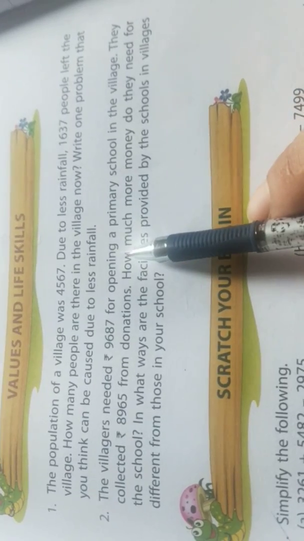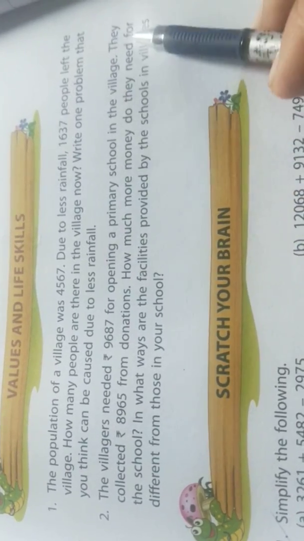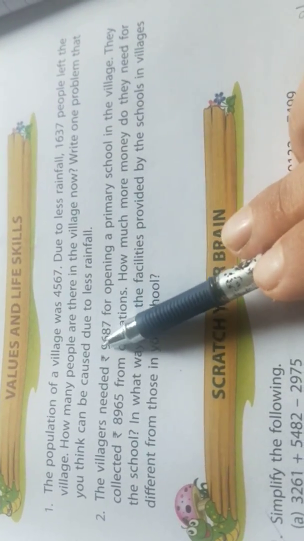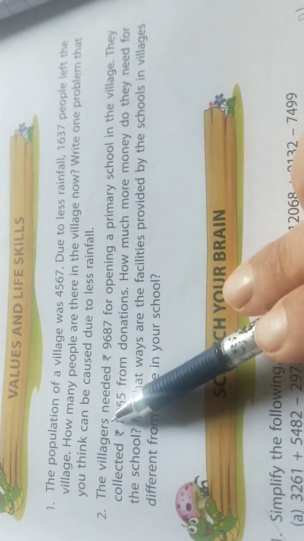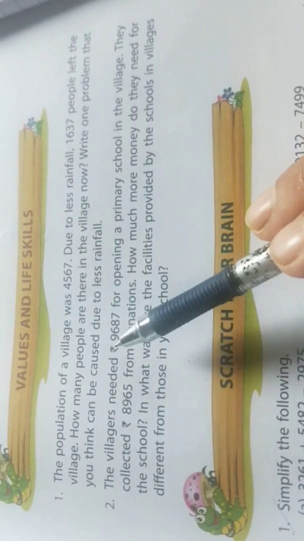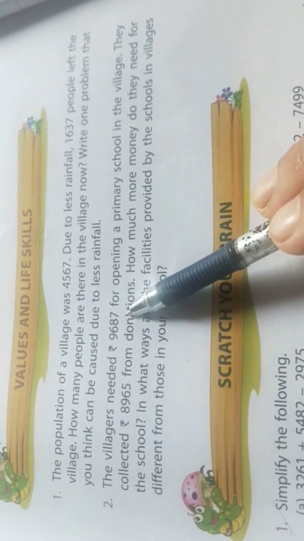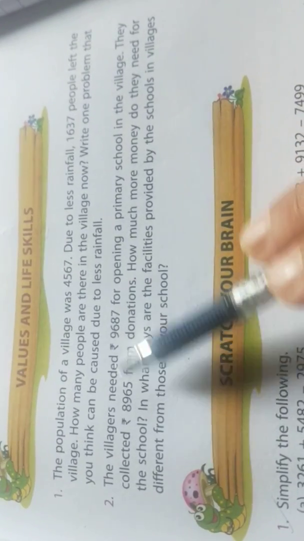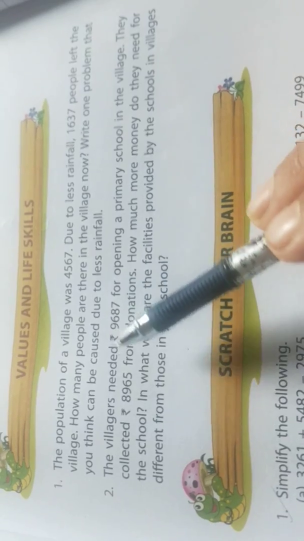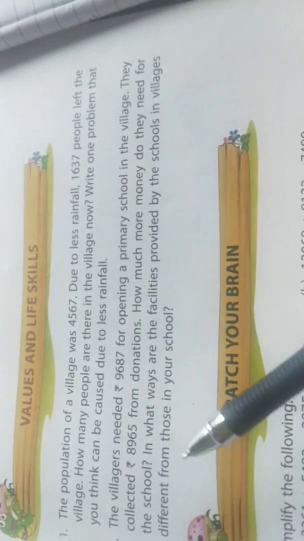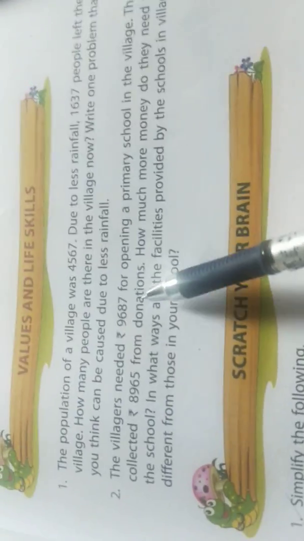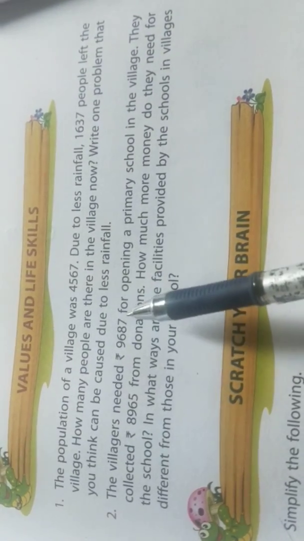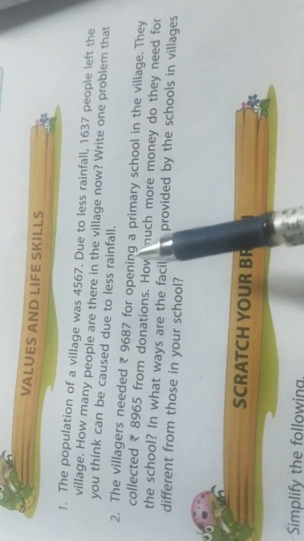Now they are asking how much more money do they need for the school. This is the total amount of money they needed, and this is the total they collected from donations. How will you find how much money they still need? You will subtract this from this. So villagers needed amount, you can write: amount of money villagers needed to open a primary school.